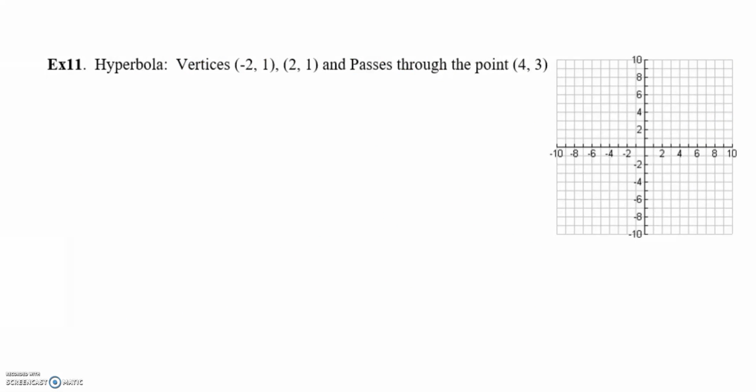Finally, number 11 is a hyperbola. And here is, at least to start, let me draw my vertices. And remember, a hyperbola only has one set of vertices because you have to make a little rectangle to draw this. So my vertices are at -2, 1 and 2, 1. Because my vertices are next to each other left and right and not up and down, that means that I have a horizontal hyperbola. And I notice that the problem says that it also passes through the point 4, 3.